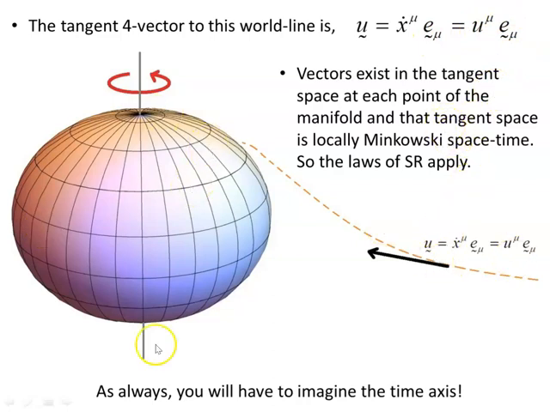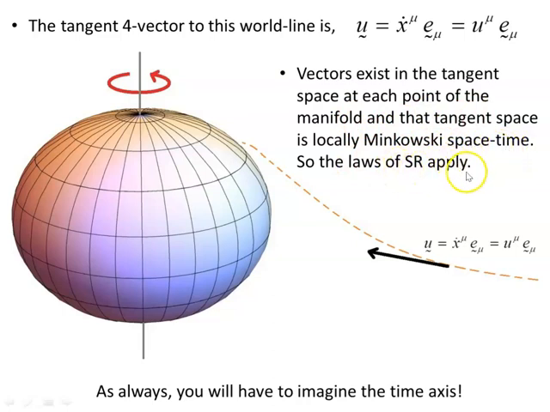All right, so we have our rotating mass here. Here's our light ray, traveling here, and we're going to be talking only about the equatorial plane. And this 4-vector, if you like, the 4-velocity of the particle, is this. Here's the tangent vector, tangent to the path at each point along the path. Now, vectors exist in the tangent space at each point of the space-time manifold, and that tangent space is locally Minkowski space-time.